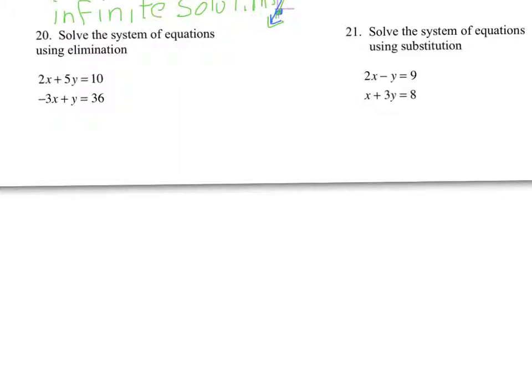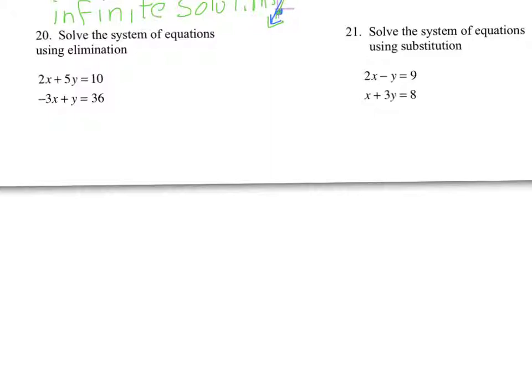For number 20, we want to solve the system of equations using elimination. So if we take a look at 2x plus 5y equals 10 and negative 3x plus y equals 36, we want to decide whether or not we want to eliminate the x value or the y value first. In this case, both x and y look a little difficult to eliminate, but I'm going to go ahead and try to eliminate the x value since it's slightly smaller numbers.